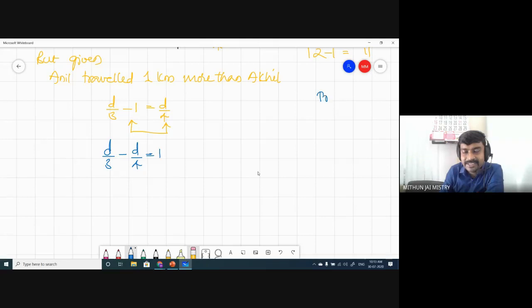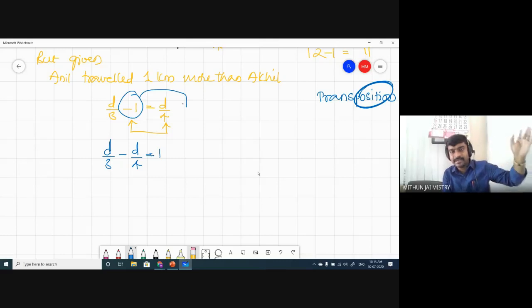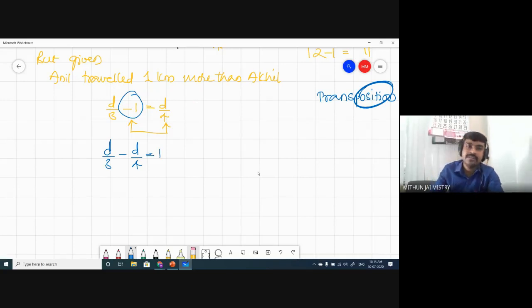I used a word called transpose. The meaning of transposition is nothing but changing the position of one term from one side to another side. Here this -1 has traveled from one hand side to another hand side. It has come from left hand side to right hand side. So this traveling is called transposition, means changing the position from one side to another side.